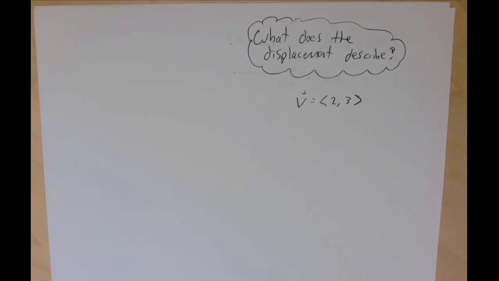You know that a vector represents a displacement. So in this case, the vector is the displacement over by 2, up by 3. But you can use a displacement to describe a lot of different things. So I want to show you a couple of different uses for vectors.